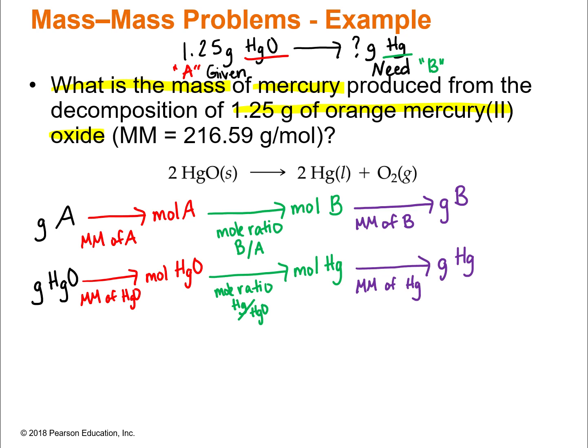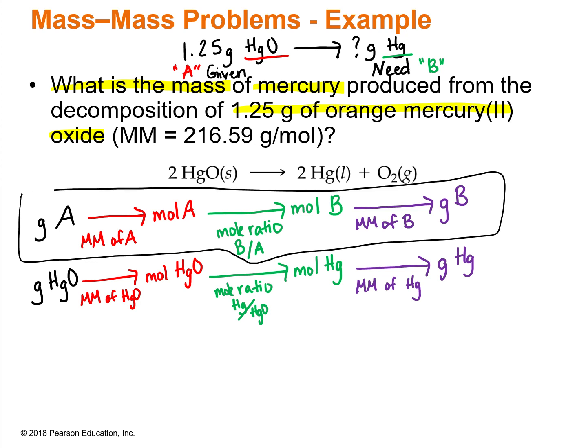Let me know if you're still with me so far. All we did was write out a generic plan, and then we added in what we're actually doing. So I would recommend, if you don't already, get this into your notebook. For every mass-to-mass problem, you can use this generic method. Assign your A, assign your B, and then you can write your plan and solve the problem.